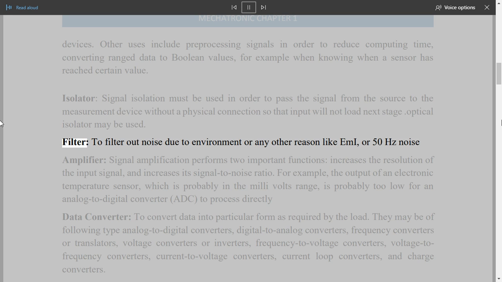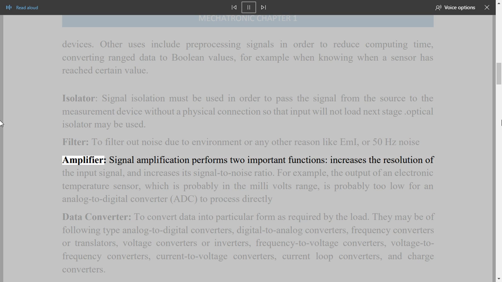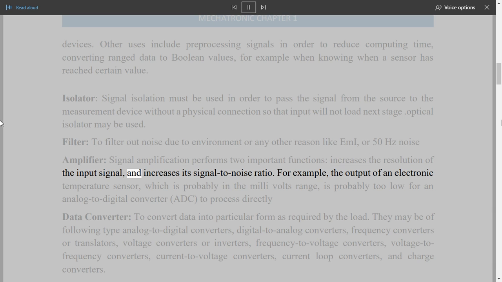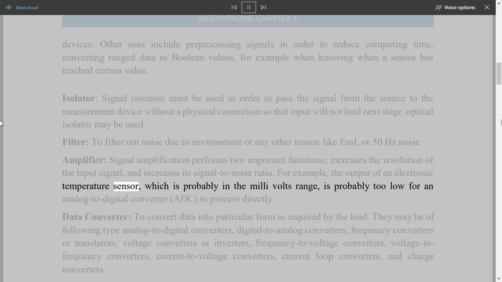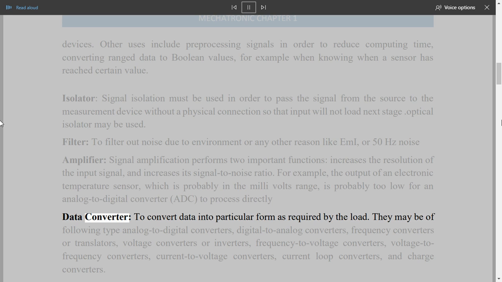Filter: to filter out noise due to environment or any other reason like EMI, or 50 Hz noise. Amplifier: signal amplification performs 2 important functions: it increases the resolution of the input signal and increases its signal-to-noise ratio. For example, the output of an electronic temperature sensor, which is probably in the millivolts range, is probably too low for an analog-to-digital converter, ADC, to process directly.